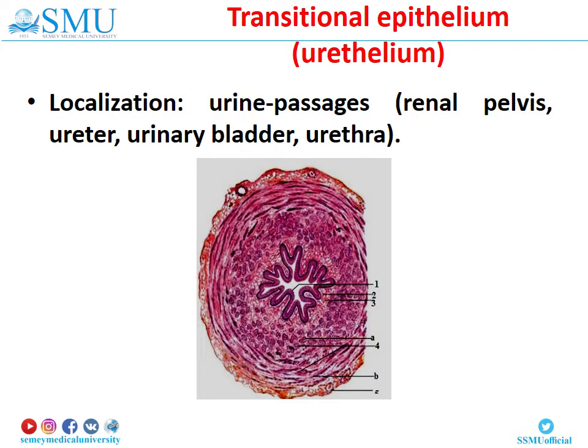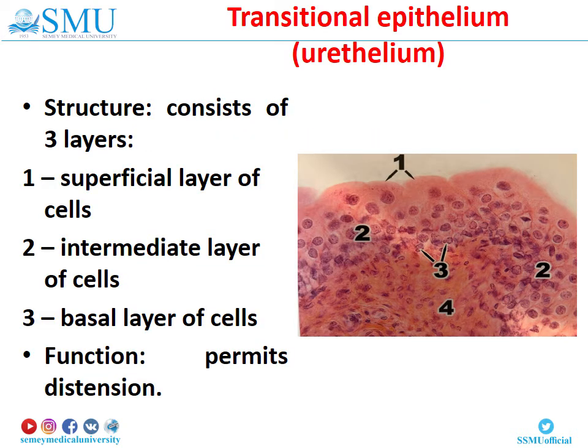Transitional epithelium, urothelium. Localization: urine passages, renal pelvis, ureter, urinary bladder, urethra. Here you can see transversal section of ureter, and innermost lining of the organ represents urothelium. Structure: consists of 3 layers: superficial layer of cells, intermediate layer, and lower layer is basal layer of cells. Function: permits distension.